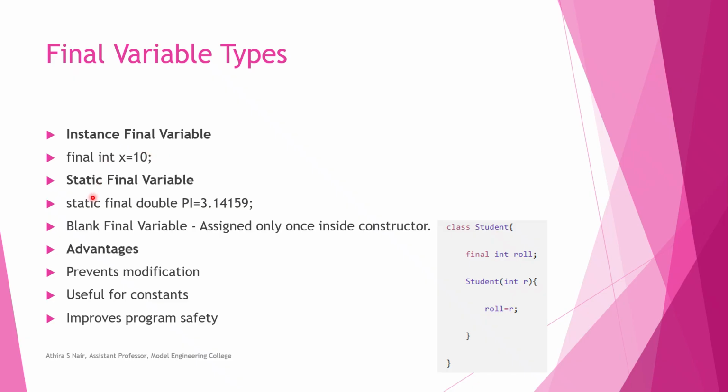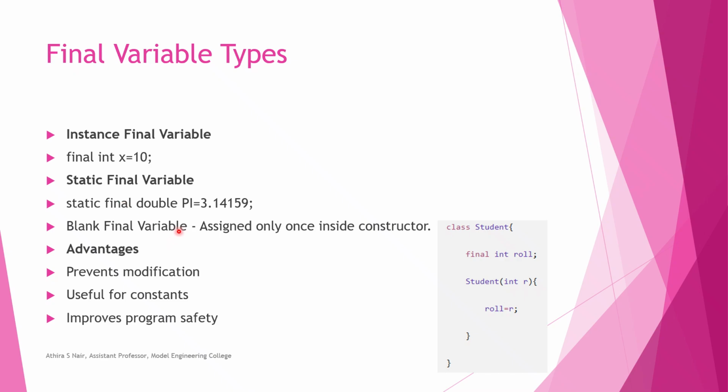The next type is static final variable. Very commonly we combine static and final. For example, static final double pi is equal to 3.14159. So why both? Static means one common copy belongs to the class, and final means its value cannot be changed. Therefore, static final variables are commonly used for constants.